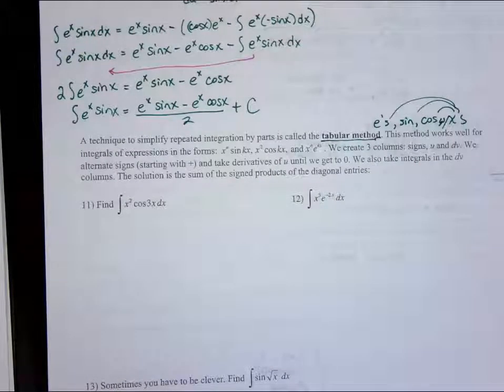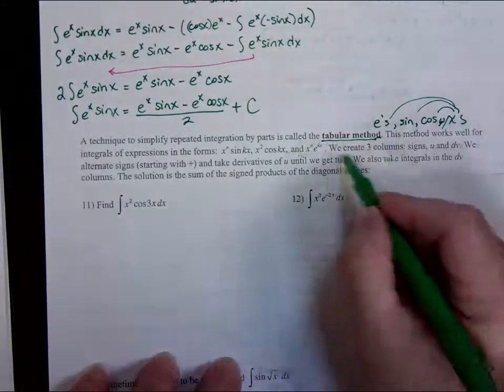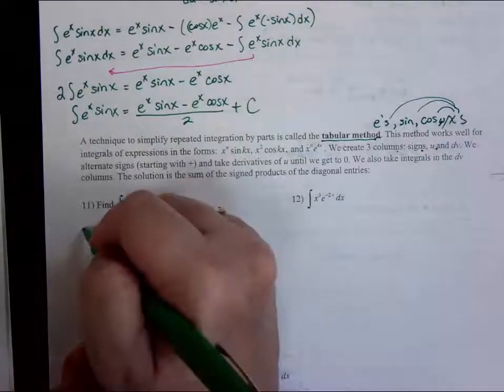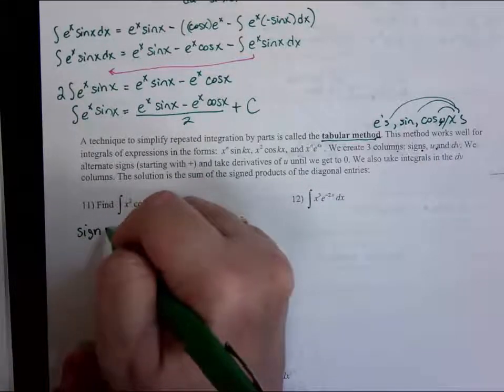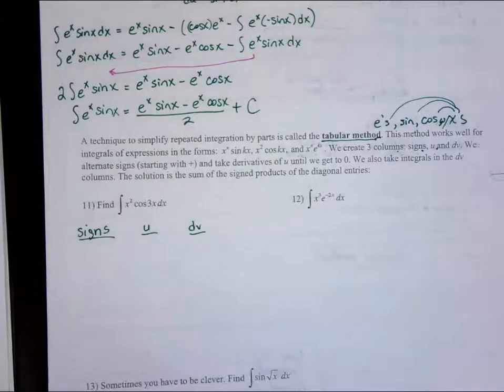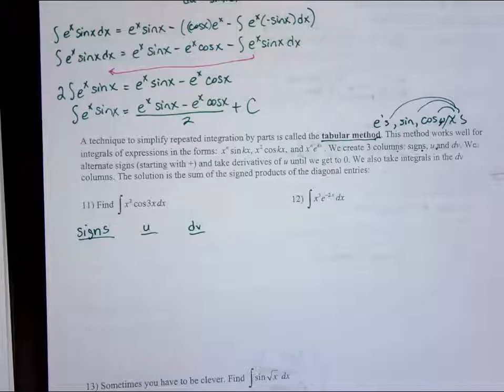So, the procedure tells us we create three columns. We call them signs, u, and dv. So over here, we're going to write signs, u, and dv. And this is going to be the majority of the workspace except for the final answer. So when we know we have to do the table method, we're going to put signs, u, and dv.